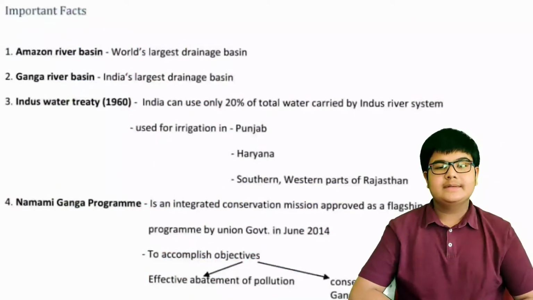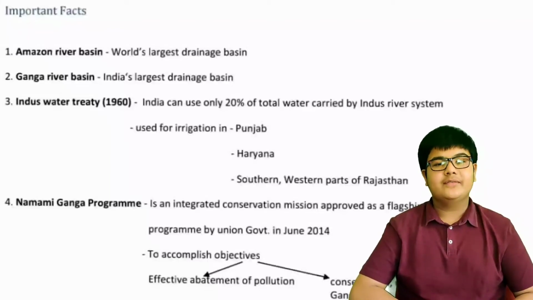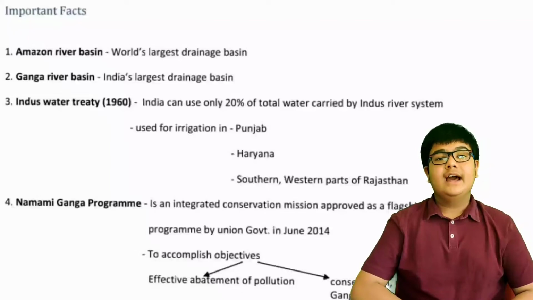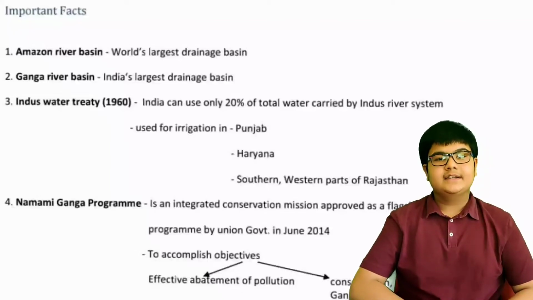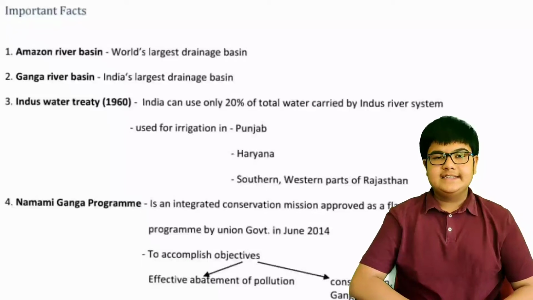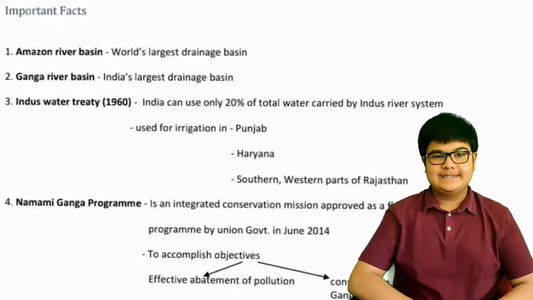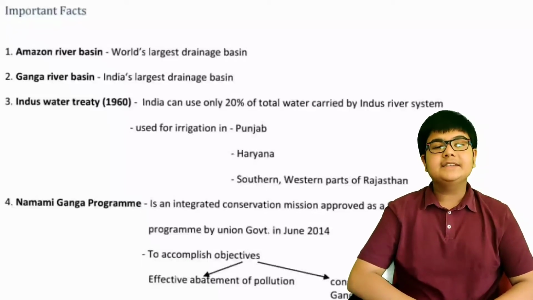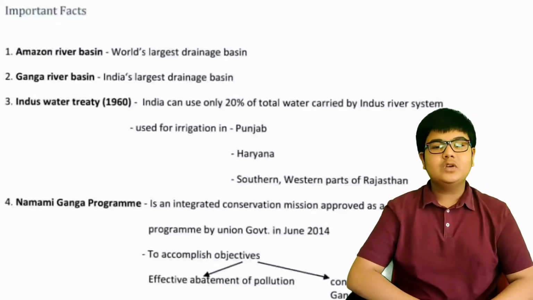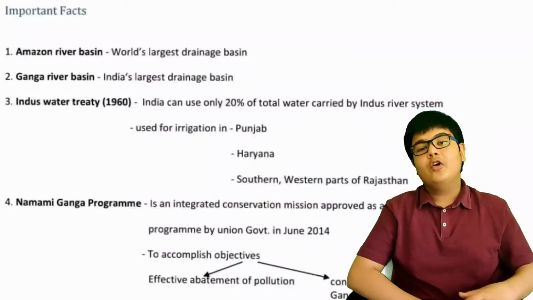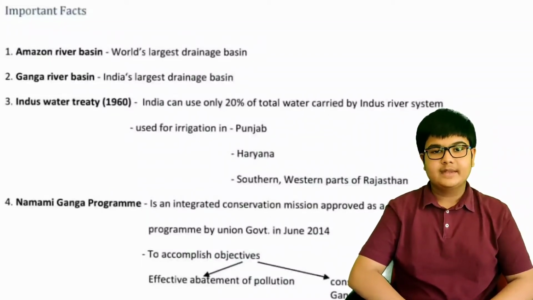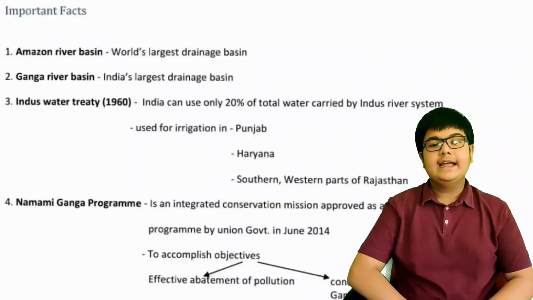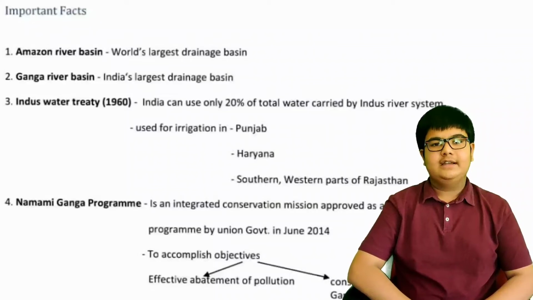Now I will tell you some important facts from this chapter. First, the Amazon River Basin. This is the world's largest river basin. Second, the Ganga River Basin. This is India's largest drainage basin. Third, Indus Water Treaty. This is a treaty according to which India can only use 20% of the total water carried by the Indus River system. And this water is used for irrigation in Punjab, Haryana and southern parts of Rajasthan.